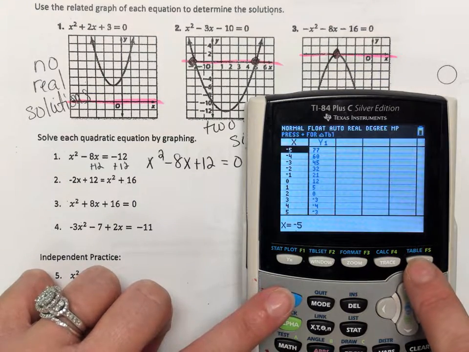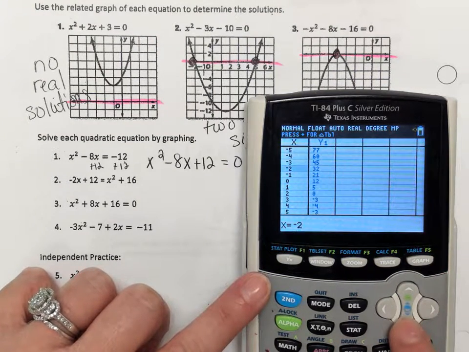There you go, Aaron. All right. So right here, look at 2.